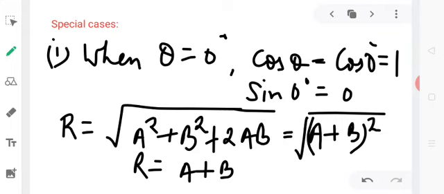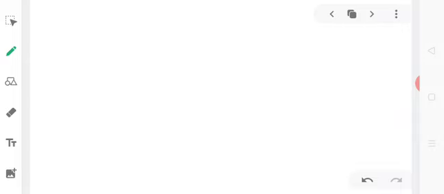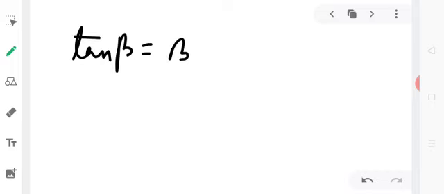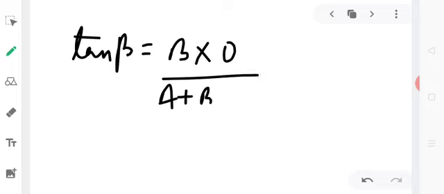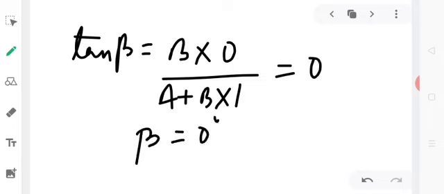So this means when the two vectors are acting in the same direction, the resultant is given by the expression R equal to A plus B. What about tan beta? Tan of beta is equal to B sin theta divided by A plus B cos theta. So that is equal to 0. So obviously beta is equal to 0 degree. So thus for two vectors acting in the same direction, the magnitude of the resultant vector is equal to the sum of the magnitudes of the two vectors and acts along the direction of A and B.